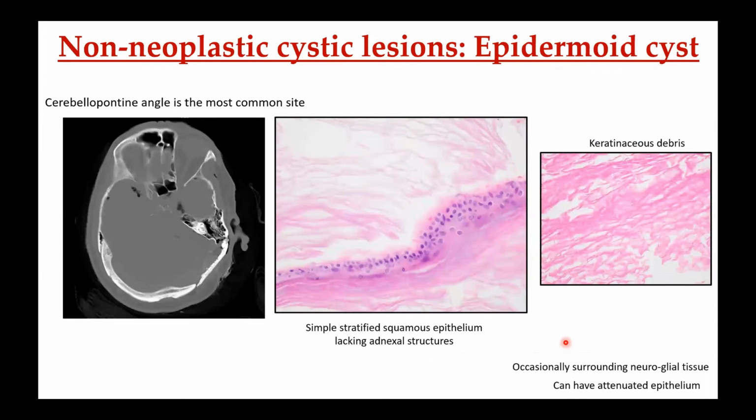Other cysts that are common in the brain are epidermoid cysts, which can occur in the cerebellopontine angle. These have simple stratified squamous epithelium. They do not have adnexal structures, and they have large amounts of keratinaceous debris, which can be more and more prominent on recurrence of these cysts, which, even though they're cysts, can be kind of difficult to treat.